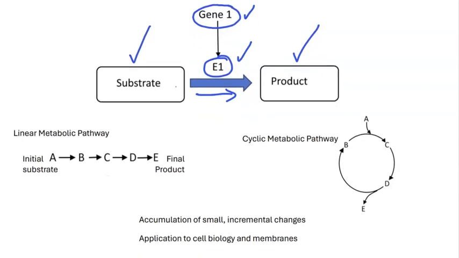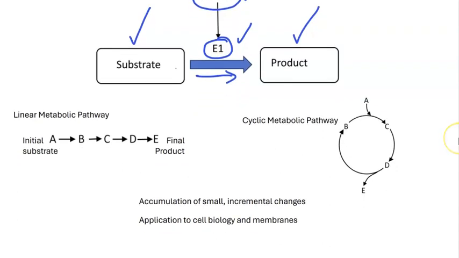Now, in biological processes, the change of substrate to product is rarely in one radical big step. It's rather the accumulation of small incremental changes, where a substrate A is turned into B, is turned into C, is turned into D, and into E, the final product that we desire. But each of these steps is enzyme controlled.